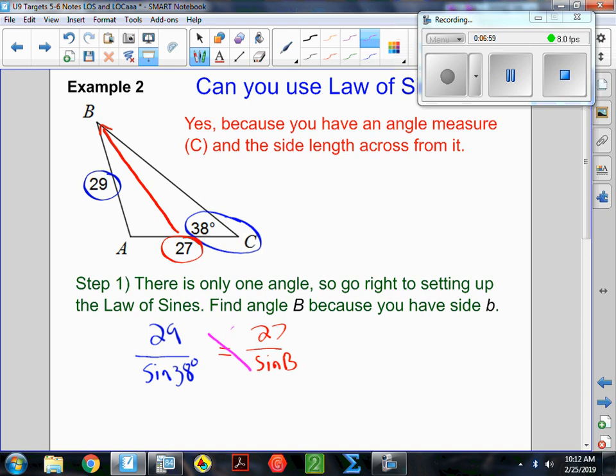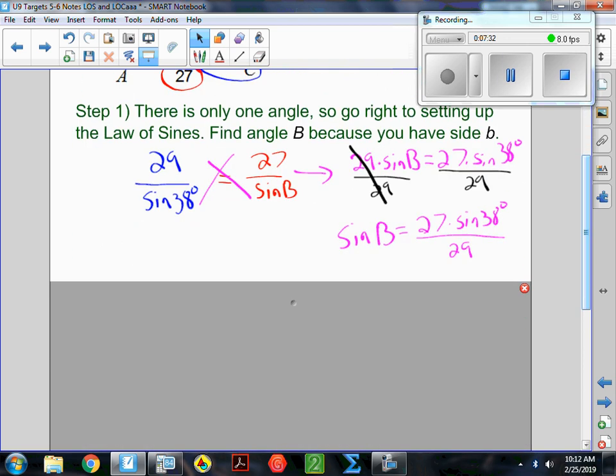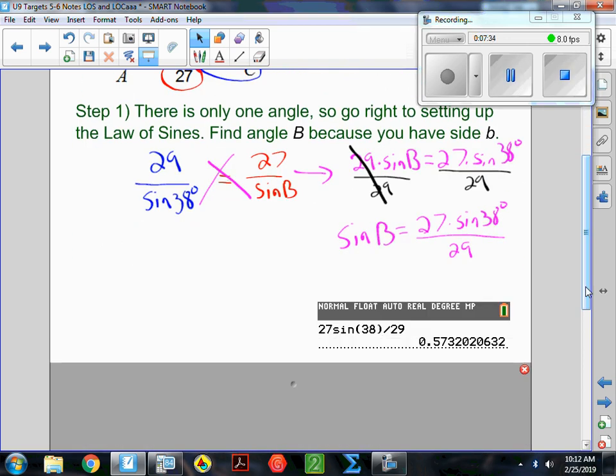So cross multiplying is going to lead to 29 times sine of B is equal to 27 times sine 38. Going to divide on both sides by 29. And so sine of B is equal to 27 times sine 38 degrees divided by 29. We can type that in the calculator and we get 0.57.